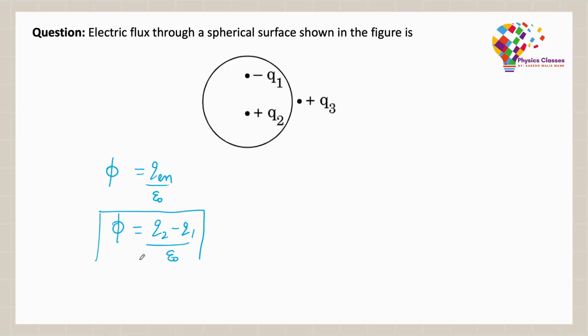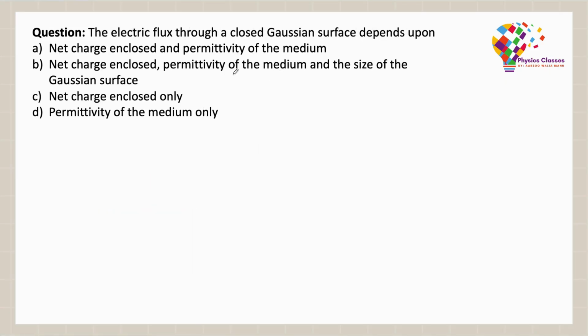And moving on to our last question now. The electric flux through a closed Gaussian surface depends upon. Let's look at the options. No net charge, the first option. Net charge enclosed and the permittivity of the medium, which looks to be correct because again, flux is Q by epsilon naught. So charge and permittivity of the medium.